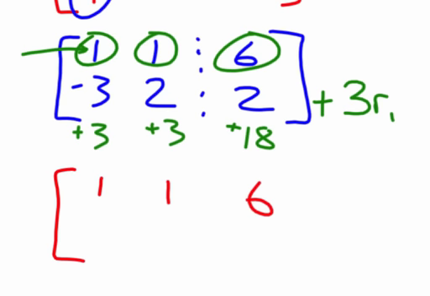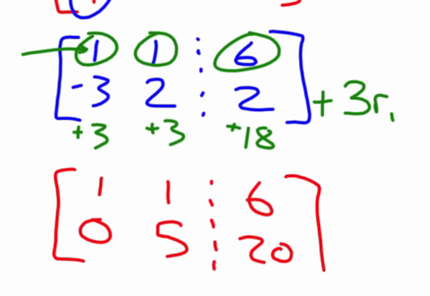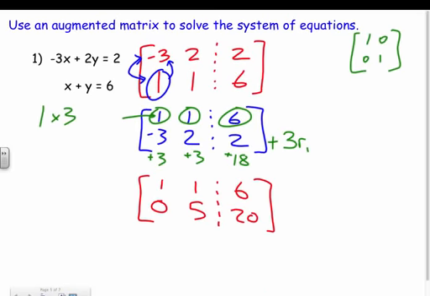So -3 plus 3 is 0. 2 plus 3 is 5, and 2 plus 18 is 20. Bring my dash line and my matrix. So there we go. I'm good. I got this first column done. I got a 1 and then a 0. Perfect. Okay? Just remember, it's always better to get the 1 first.